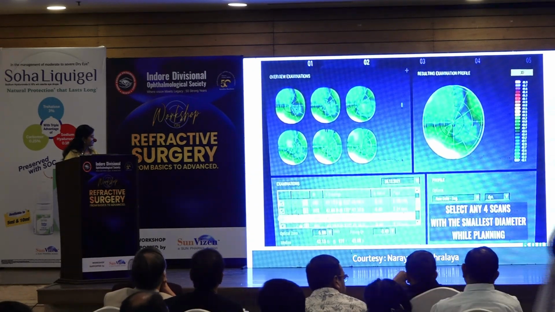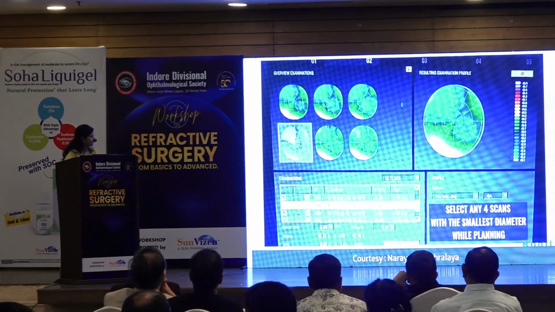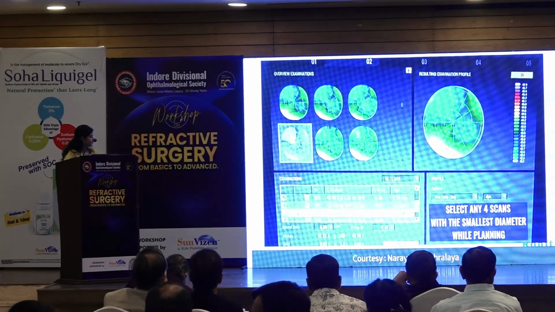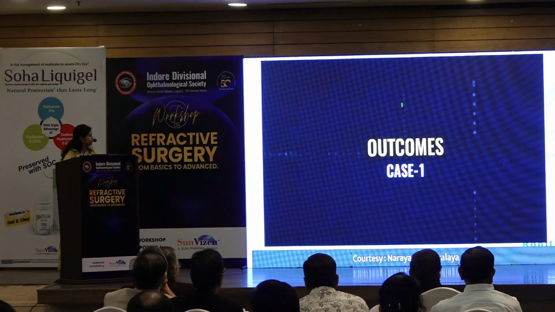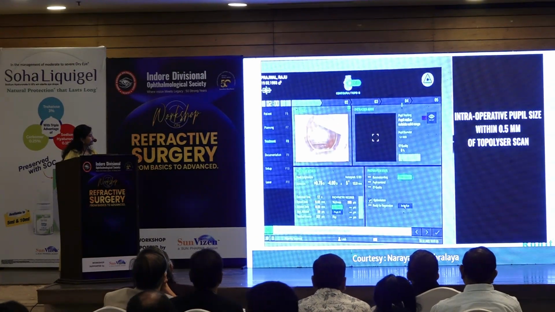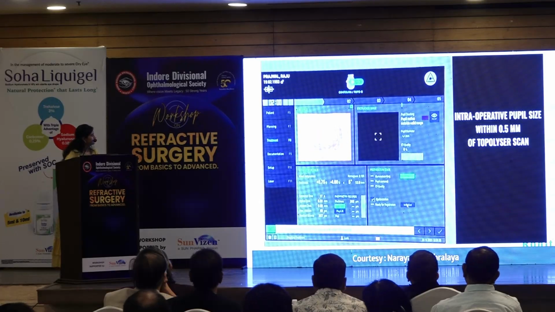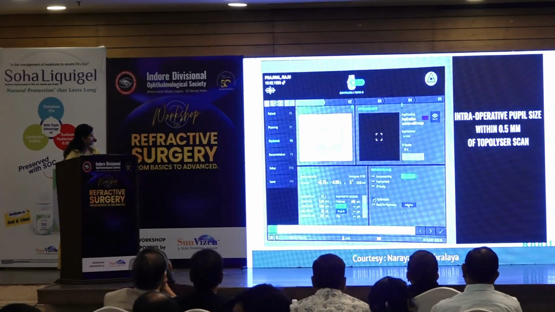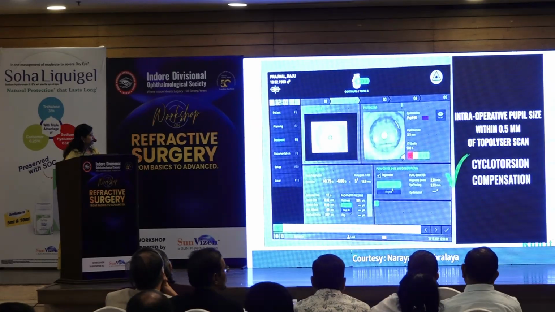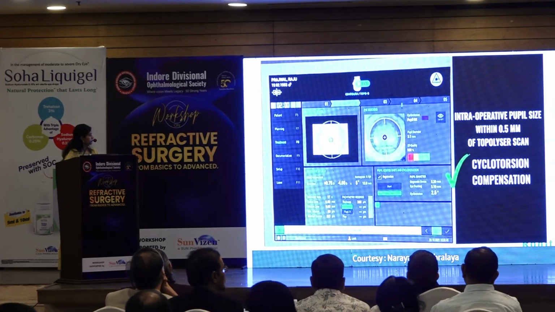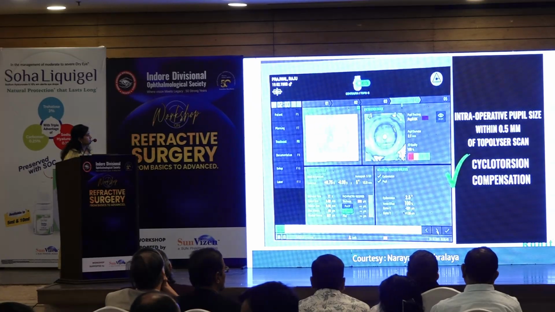You may select any 4 scans with the smallest available pupil diameter in the dataset for planning. How does this affect the outcomes? Our first scenario shows prompt pupil recognition intraoperatively for effective cyclotorsion compensation, which is a crucial aspect of topography-guided surgery. This was possible as the difference in pupil diameters was less than 0.5 mm. A cyclorotation of 2.5 degrees was detected and accounted for during excimer laser correction.